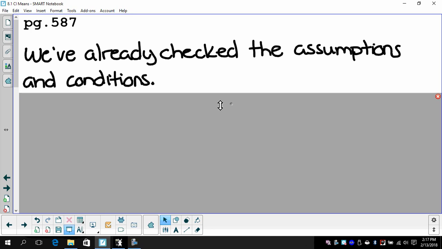So we've already checked the assumptions and conditions for this scenario. We have a random sample, less than 10% of the population is sampled, and we looked at the histogram or the probability plot and found that the data was approximately normal.